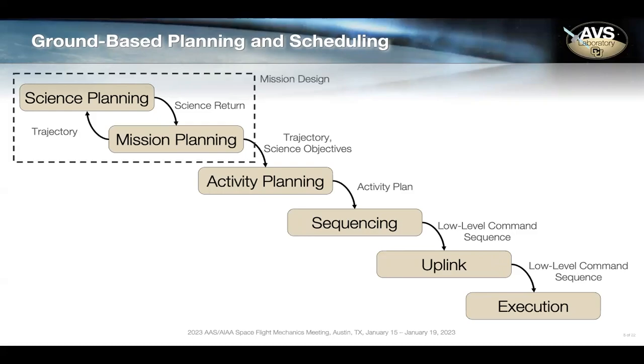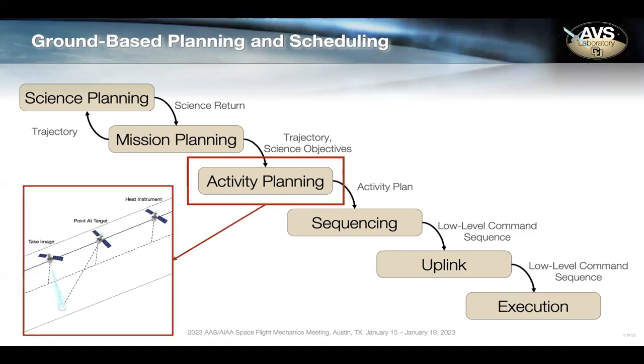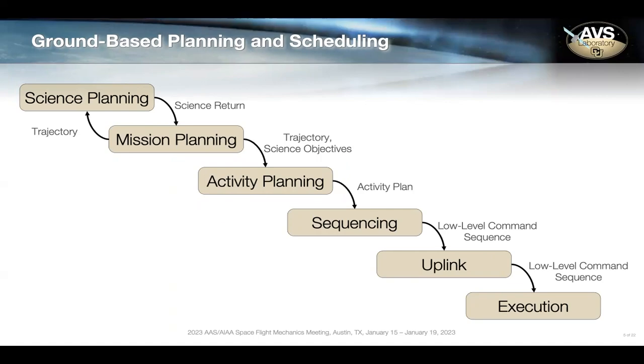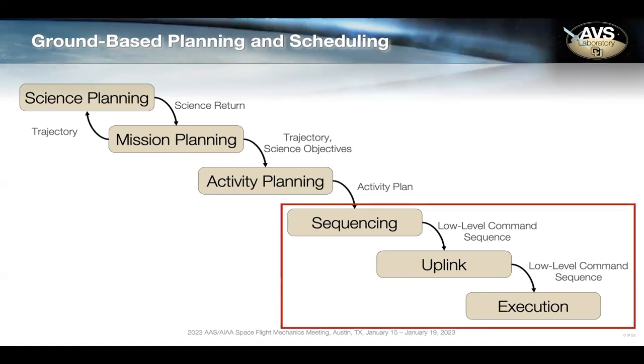So pre-launch, you have some sort of mission design process, right? And for planning and scheduling purposes, really the important outputs here would be the trajectory, the science objectives, and even the parameters of the spacecraft, right? And all of these are kind of input into some activity planning software that schedules the sequence of tasks the spacecraft needs to perform. So here's an example here. Maybe you have to heat the instrument first, then point it at the target, and then take the image of the target. After activity planning, you sequence that plan into a low-level command sequence. This is then uplinked to the spacecraft for open-loop execution.